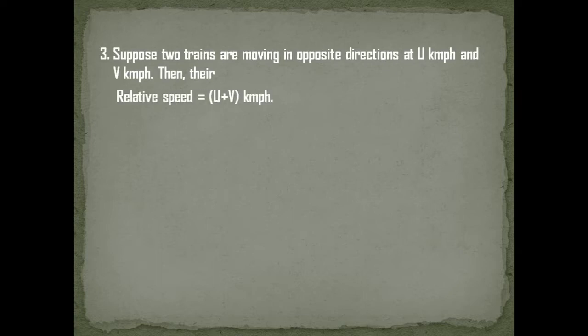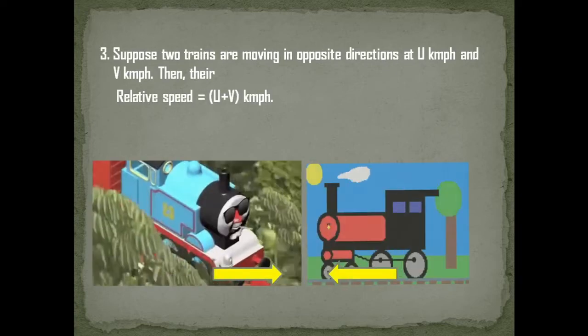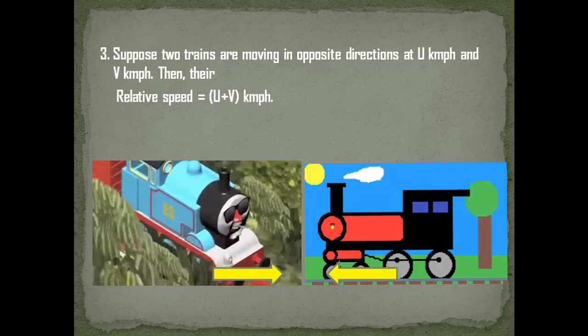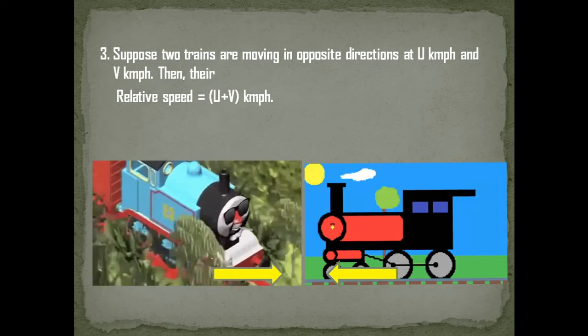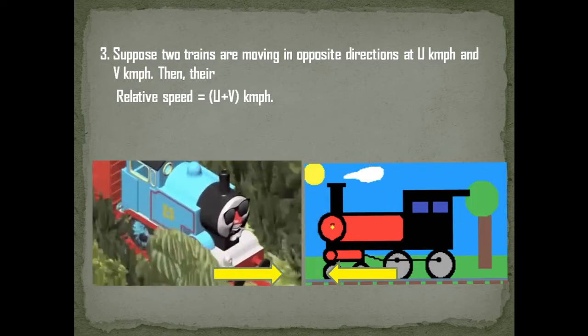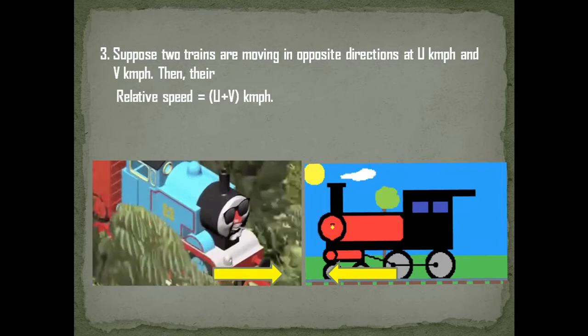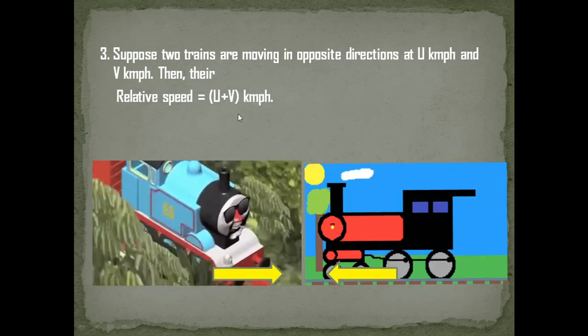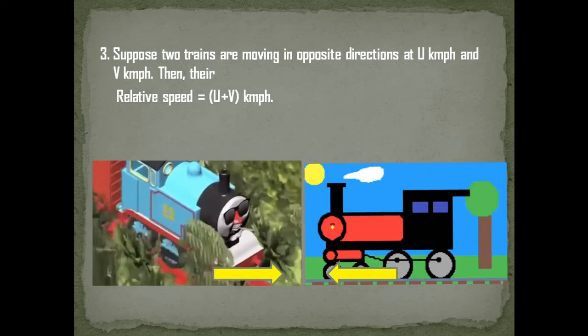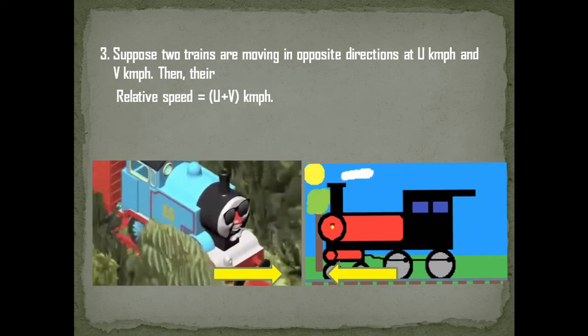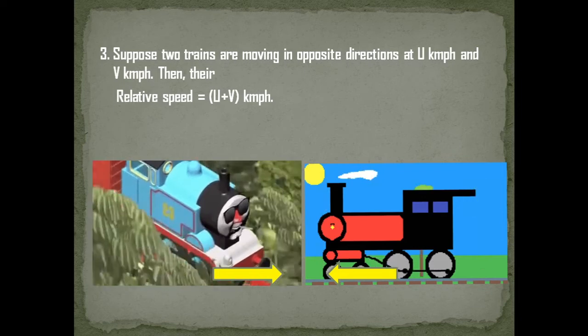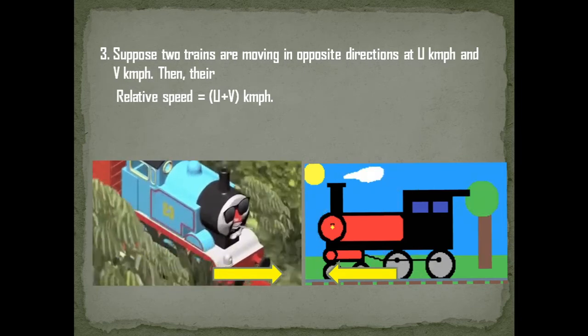Similarly, if both the trains are moving in opposite directions with speeds of u and v, meaning they are moving towards each other, then the relative speed can be given as the summation of individual speeds, that is u plus v. Here you need not find out whether u is greater or v is greater, because we are adding, it doesn't matter. So the relative speed of two trains moving in opposite directions will be the summation of individual speeds, that is u plus v.